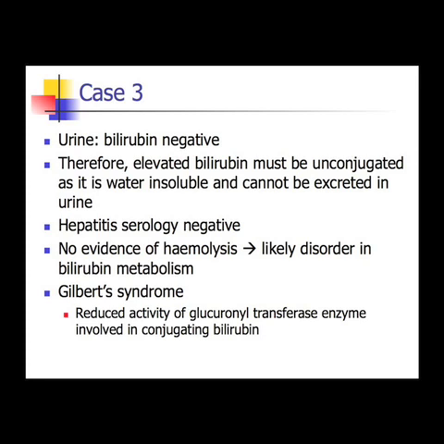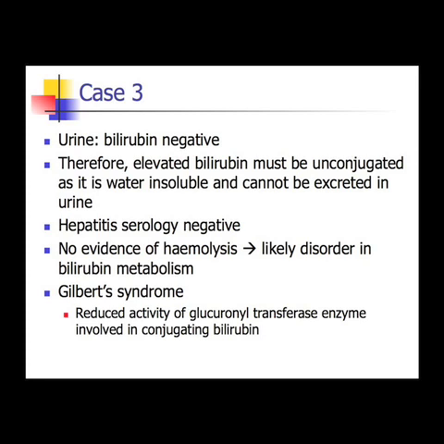He went on to have further hepatitis screen, and that was negative. And given that there was no evidence of hemolysis, this suggested possibly a disorder in the bilirubin metabolism. In other words, converting this unconjugated bilirubin into conjugated bilirubin. This is a very, very common condition. It's usually familial and called Gilbert syndrome.